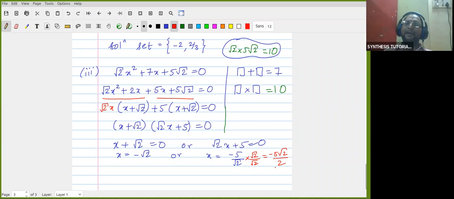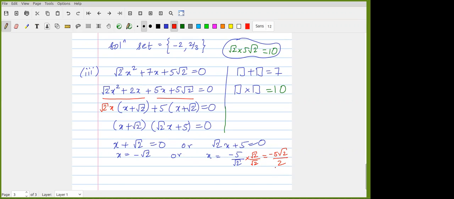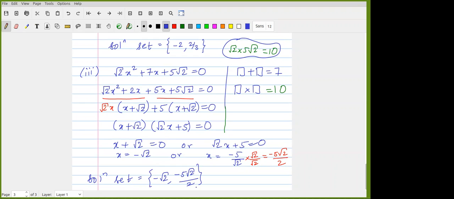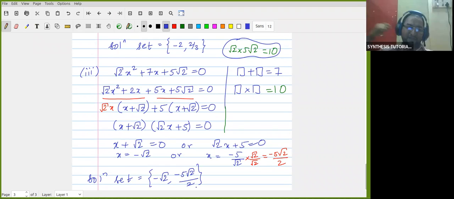All of you agree? Yes, sir. So now we can happily say solution set is equal to minus root 2 and minus 5 root 2 upon 2. All of you agree? Okay, so please go through the steps and let me know if you have any doubts.